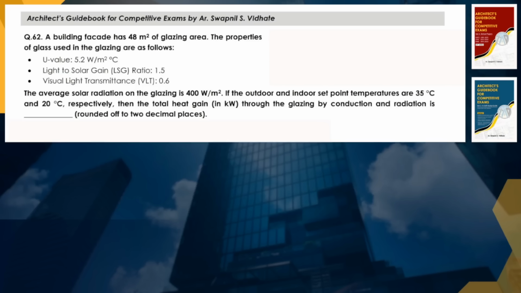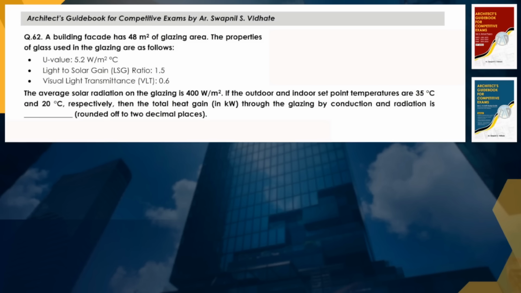Question 62, numerical answer type question. A building facade has 48 meter square of glazing area. The properties of glass used in the glazing are as follows. The U value is given as 5.2 watt per meter square degree Celsius. Light to solar gain, that is LSG ratio, is 1.5. Visual light transmittance, VLT, is mentioned as 0.6. What is the more information? The average solar radiation on the glazing is 400 watt per meter square.